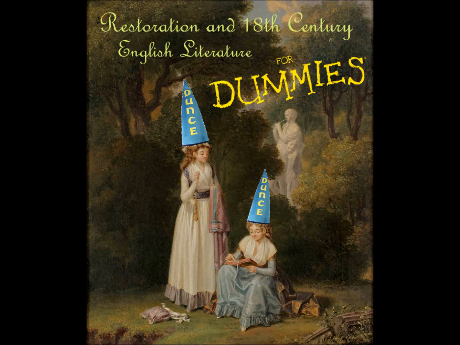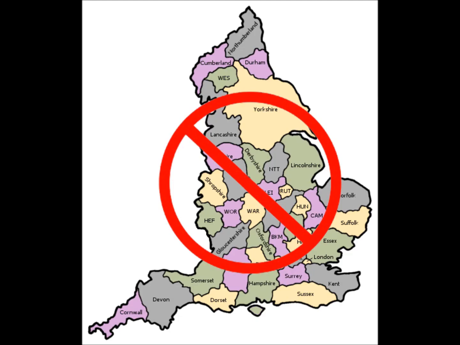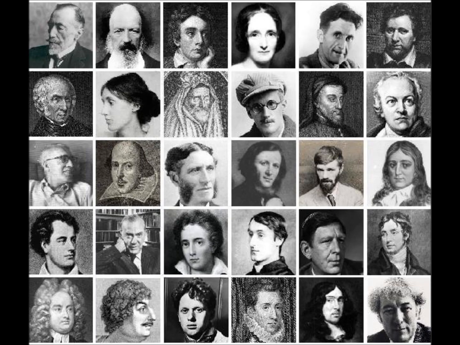The first thing you need to know is that English literature is not synonymous with British literature. English literature is not just literature written by authors from England, it's literature written in the English language. British literature is more specific than that. It refers to literature associated with the United Kingdom.